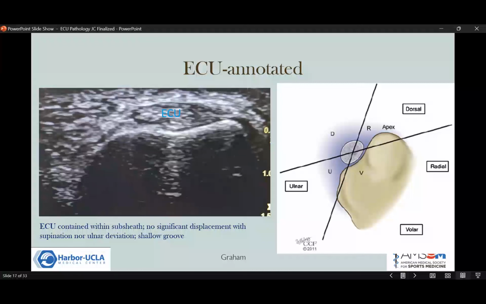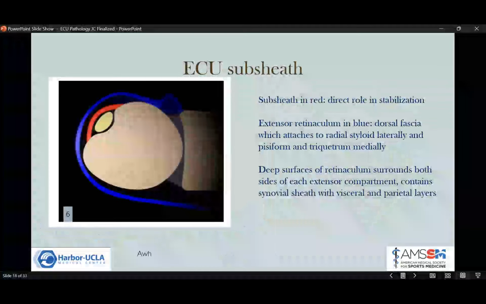On the right side of the diagram, I have a picture here, which kind of divides the ECU tendon into a dorsal compartment, where it's more towards the radial side, and an ulnar compartment towards the volar side. Relevant, I guess, for surgical cases.